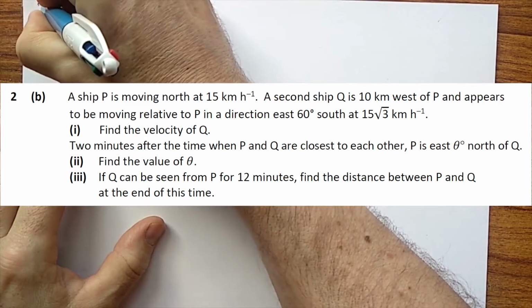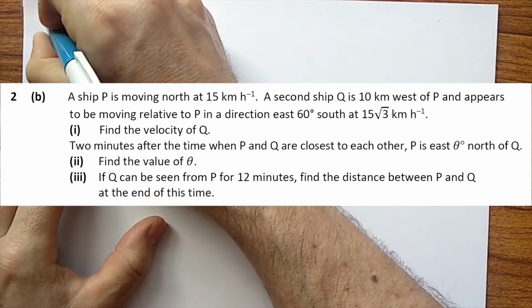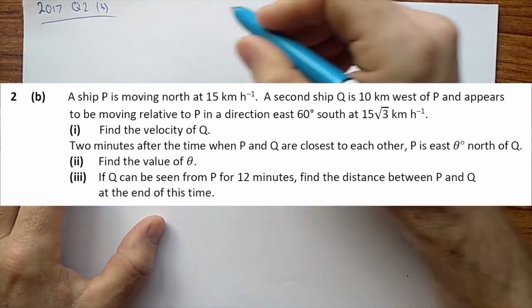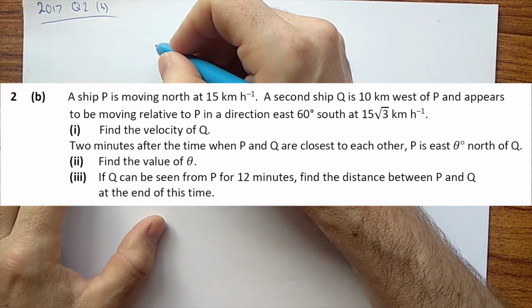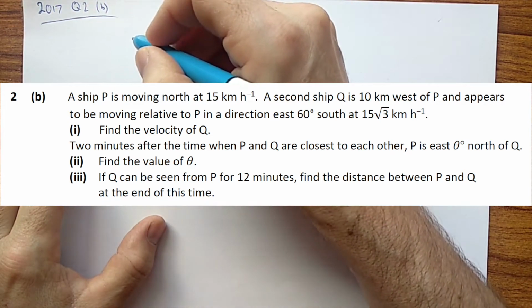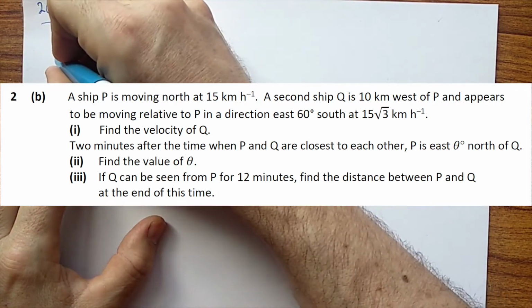Now let's look at 2017, question 2, part B. So we've got two ships here, one ship moving north and a second ship is, we're just told, 10 kilometers west of P, and we're given its relative distance. Let's have a little look and see how we can lay this out then.